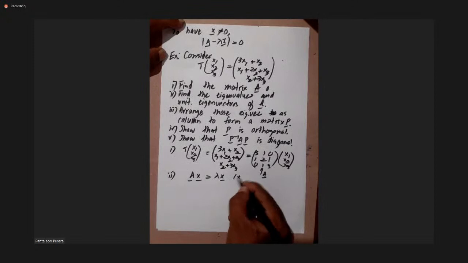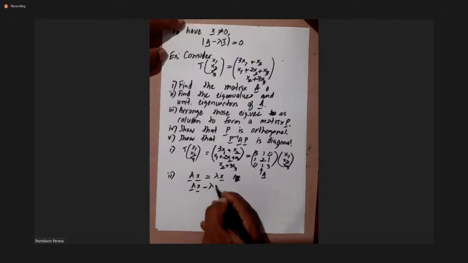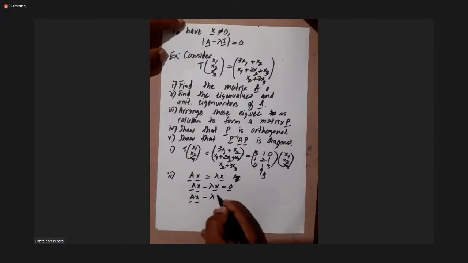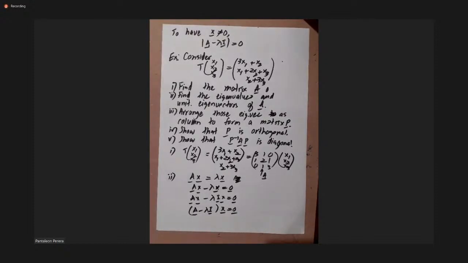x is non-zero. I'll write it later. Now bring this lambda to the other side like we did earlier. Now multiply this by I. Now you pull out x. Okay, take that down up to this point. Finding these eigenvalues and eigenvectors is a long process, and sometimes a painstaking process.